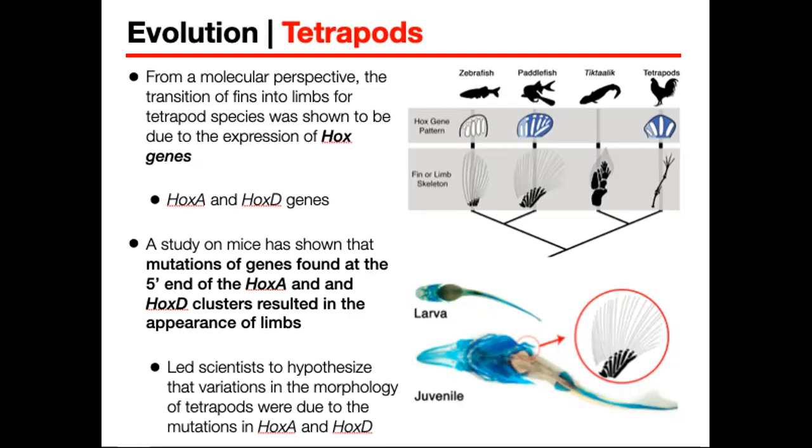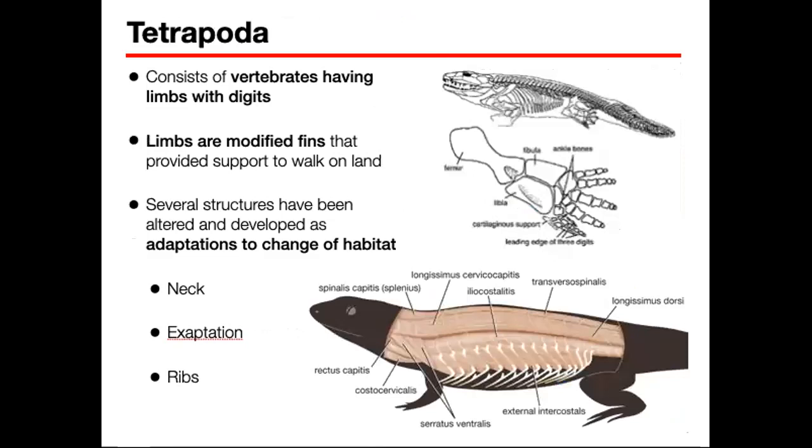Okay, so this is just what we can say about the transition of these tetrapods. Now, these may have been the first vertebrates to have occupied the terrestrial environment, based on fossil evidence, coupled with molecular basis, more specifically mutations in Hox genes. So tetrapods are vertebrates with limbs containing digits. And it's believed that these limbs are modified fins that enabled modern day tetrapods to walk on land.